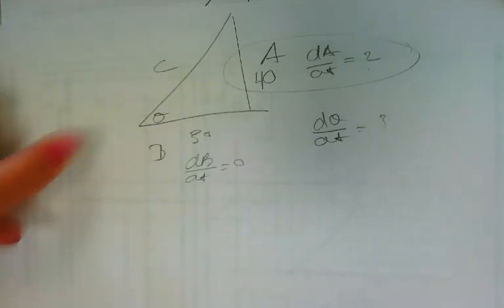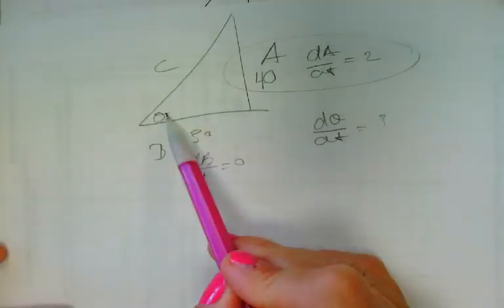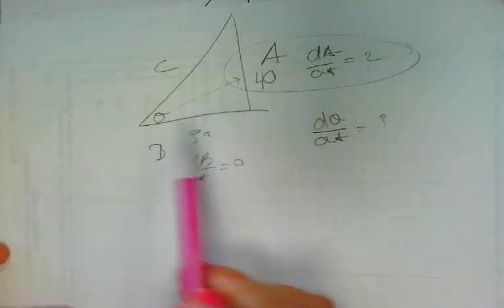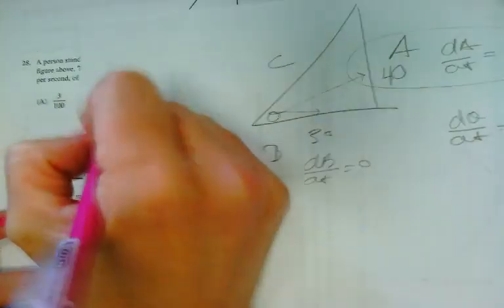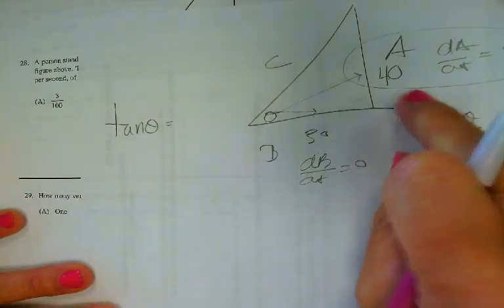You want to pick something where you know two things about them. So I know something, if this is my angle, about the opposite and the adjacent. So which trig function would use opposite and adjacent? Tangent. So I'm going to start with just tangent of theta. Tangent of theta is my opposite over adjacent, so that's going to be A over B.